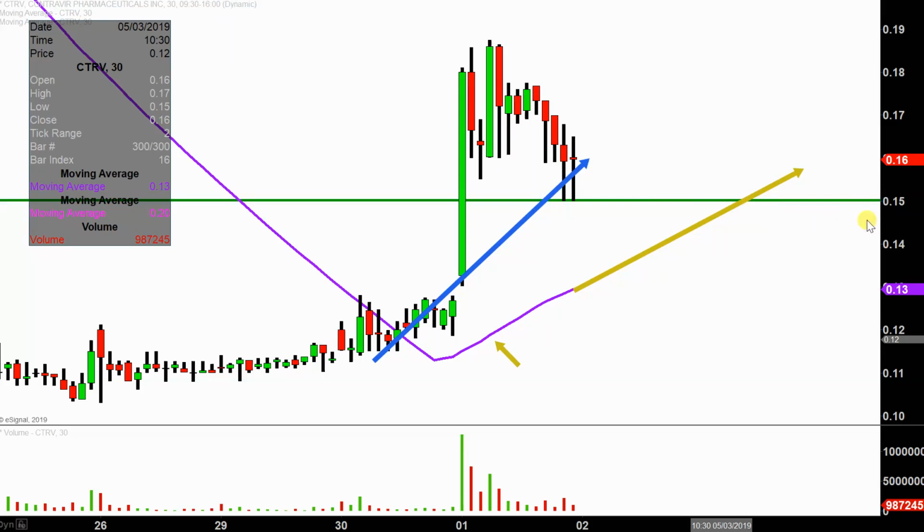Again, yeah, staying above 15, that would be great. But as far as the big picture is concerned, as long as the price is above that purple line, the bulls 100% own the chart.